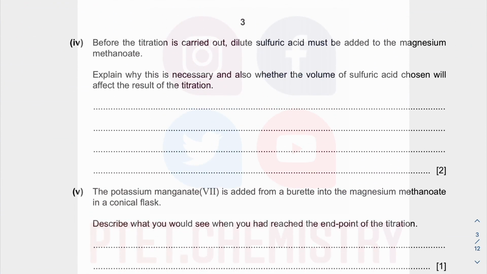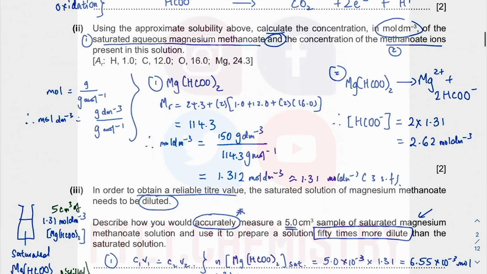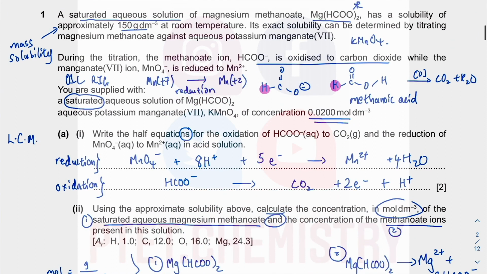So next bit, before you carry out the titration, you must add some dilute sulfuric acid, because as you can imagine, why is this necessary? Your titration involved the MnO₄⁻, right? If you think about what are the solutions that you have been provided, you have been provided with aqueous potassium manganate, but this one is not acidified.